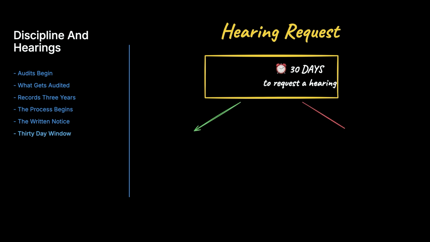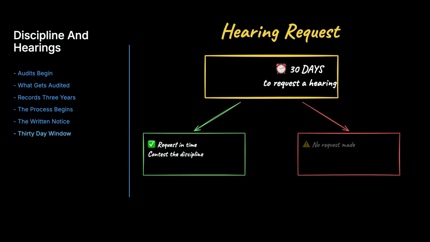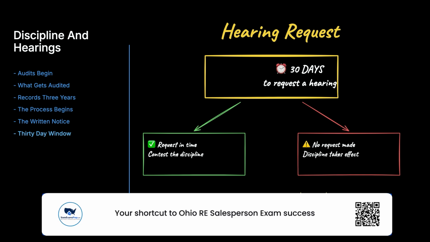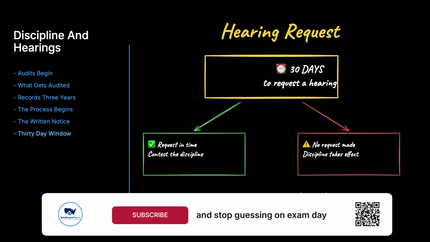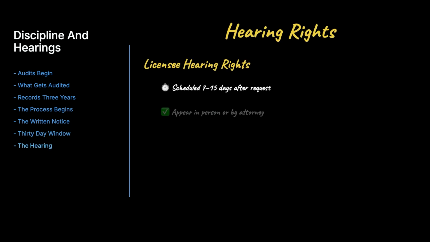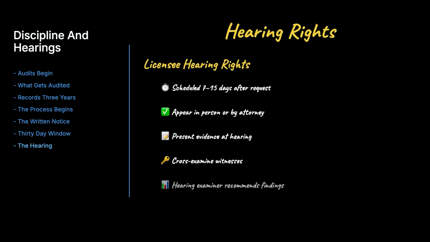After receiving that notice, the licensee has 30 days to request a hearing. 30 days, not 10, not 60. Request a hearing in time and you contest the discipline. Let the 30 days pass with no request, and the proposed discipline generally takes effect automatically. If the licensee does request a hearing, it's scheduled no earlier than 7 days and no later than 15 days after the request, unless both sides agree otherwise.